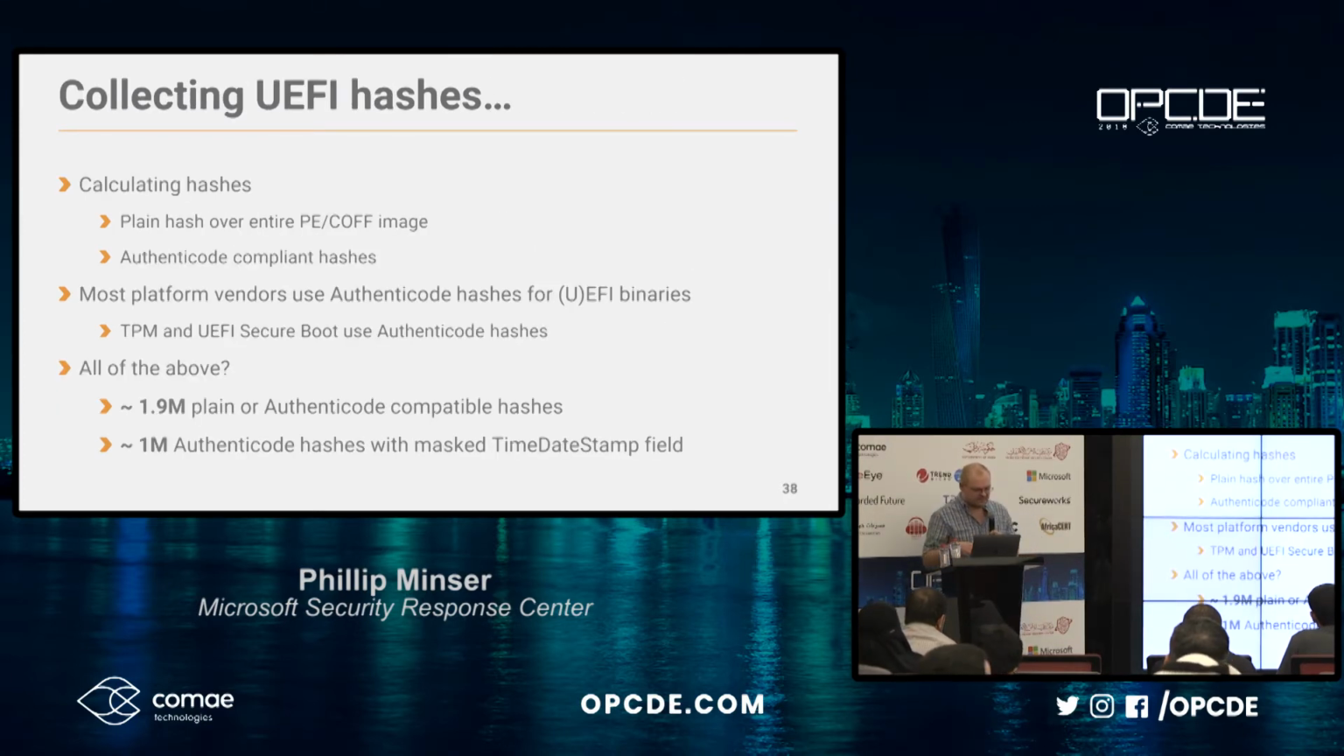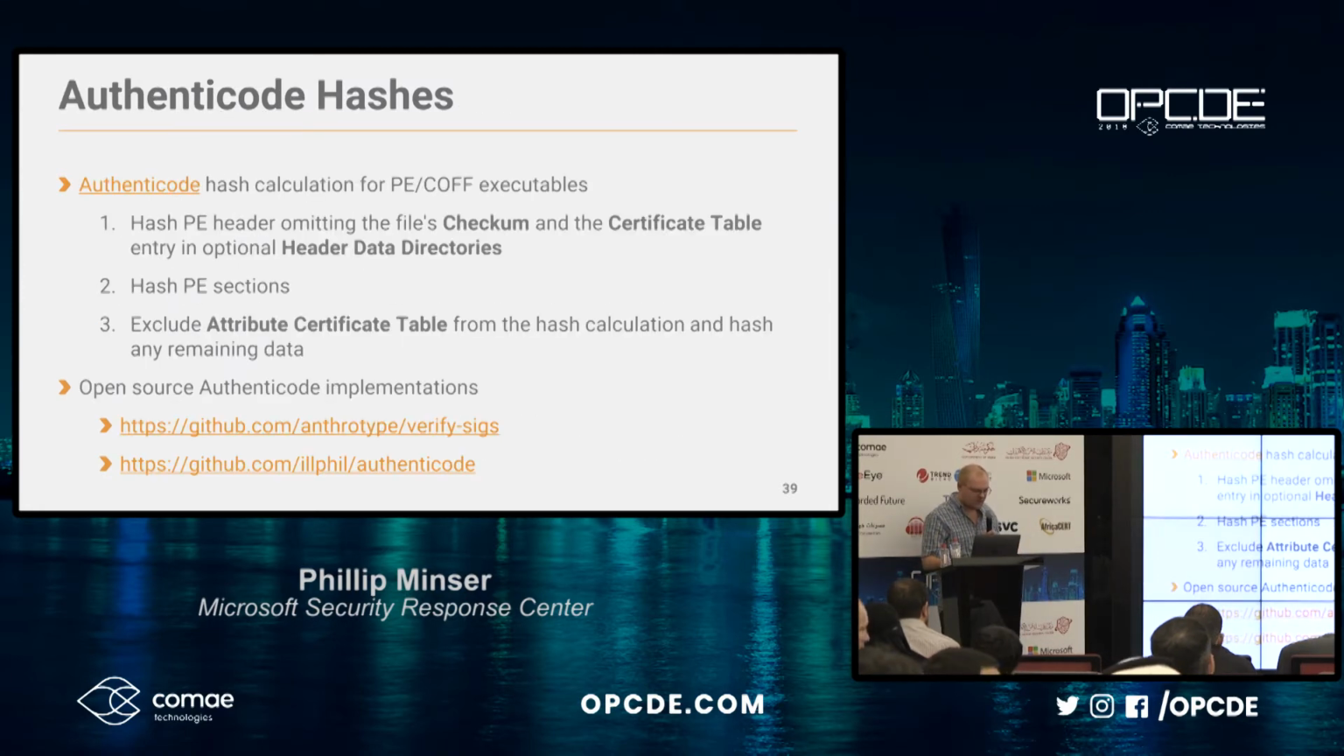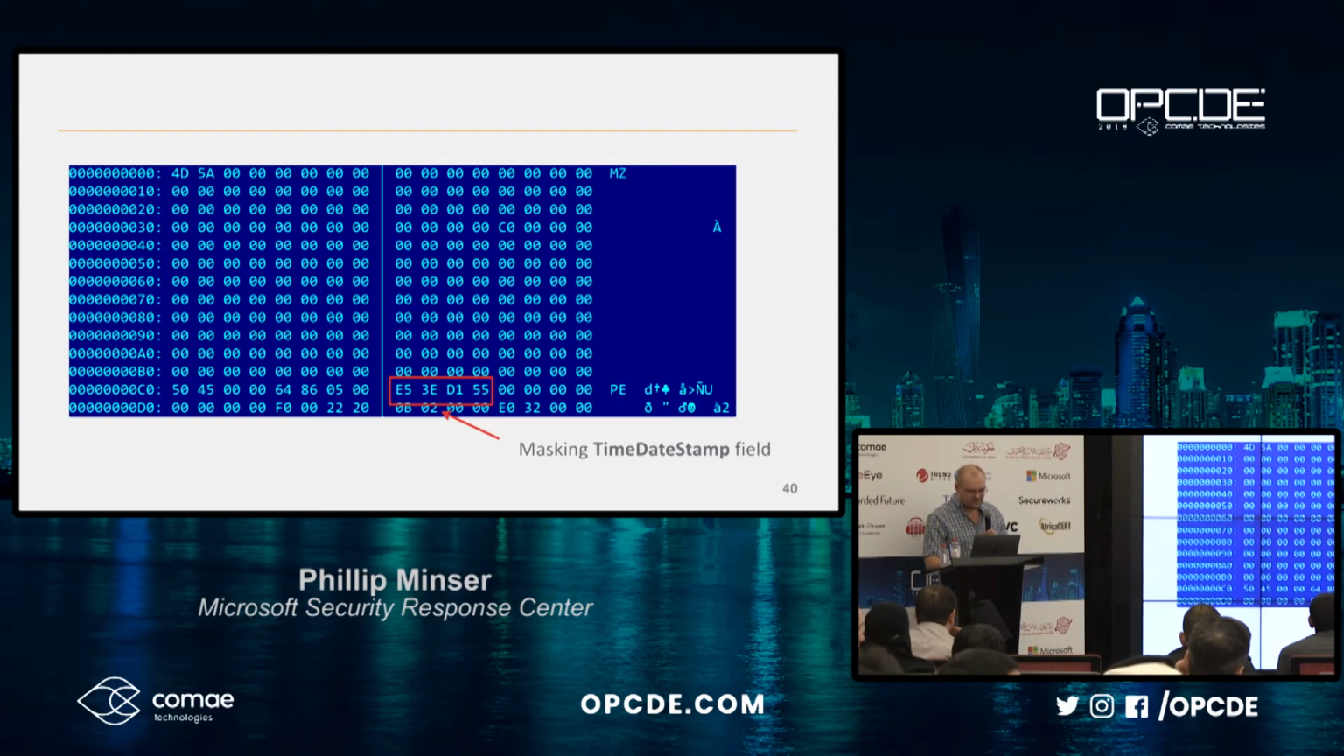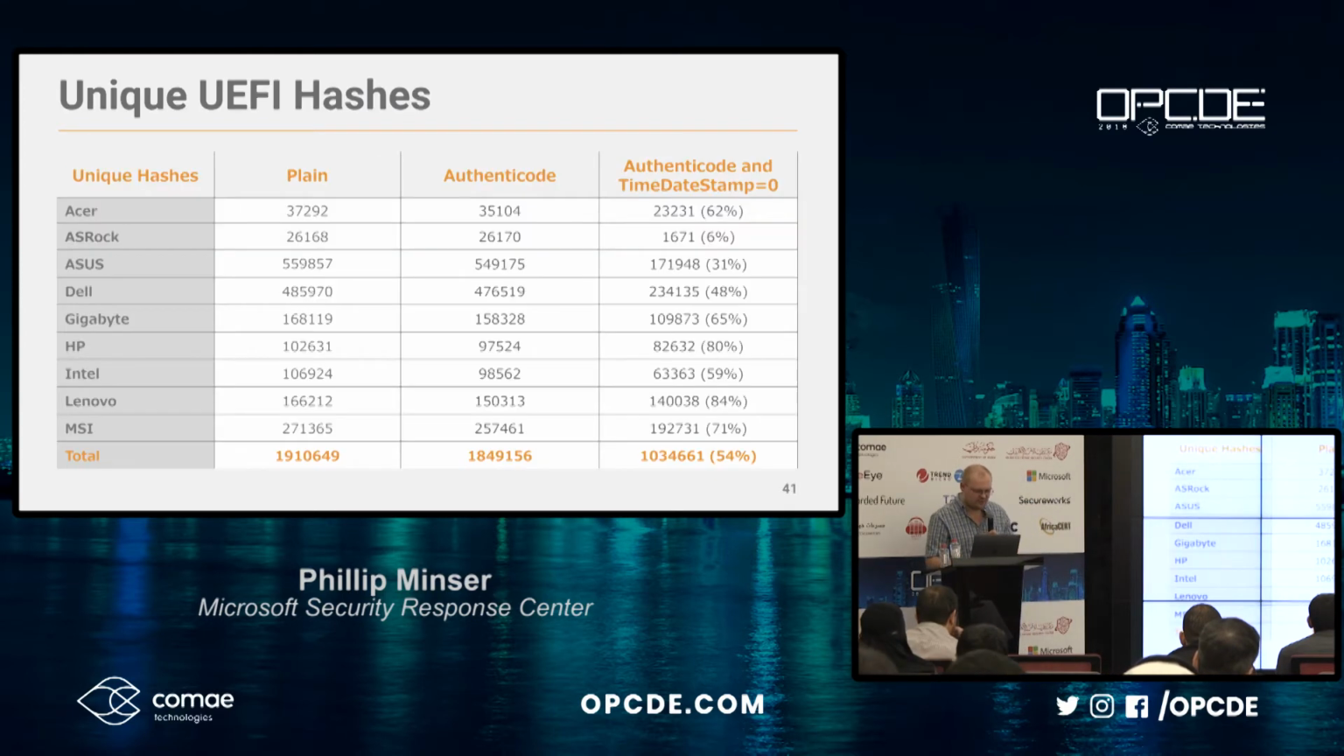So we built a whitelist and collected hashes. These hashes are not simple hashes. These are Authenticode hashes where we mask the timestamp, because we don't need it, to increase the coverage for our hashes. We used some open source tools to collect these hashes. That's the result of what exactly we masked in the binary. As a result, we got about 1 million hashes from all of those BIOS images.